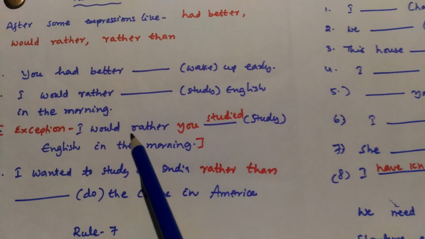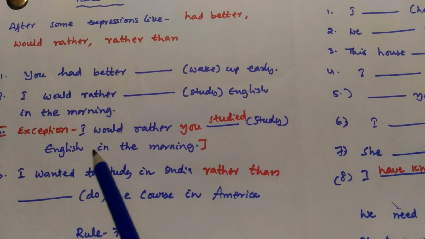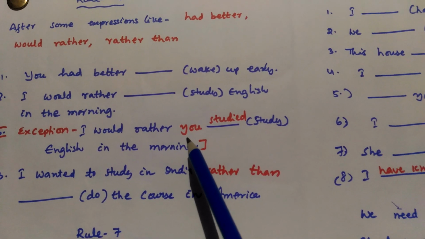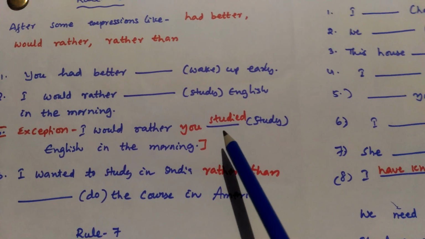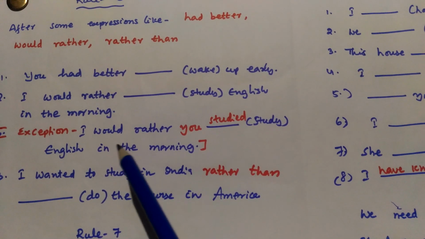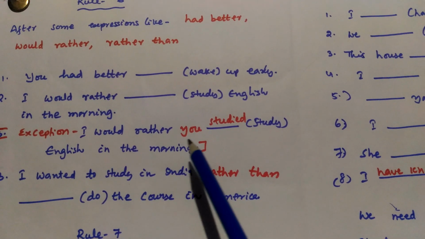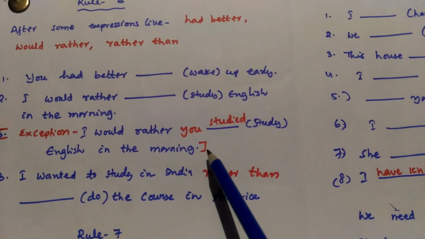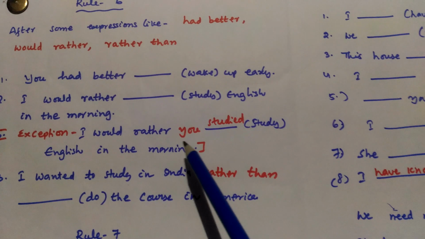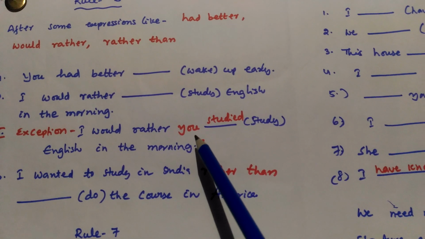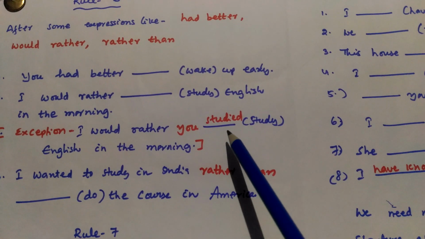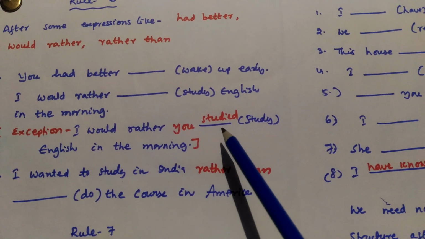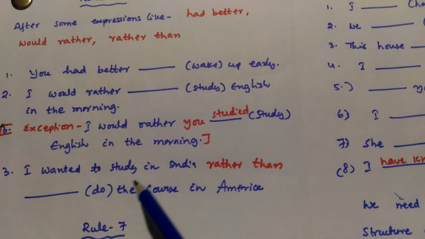But here one exception is there. After would rather, if any subject is there, then we have to write verb 2 form. Look at this example. I would rather you studied English in the morning. So this will be the right answer. That means after would rather, if any subject is there, then if any verb comes after it, it should be in simple past tense.